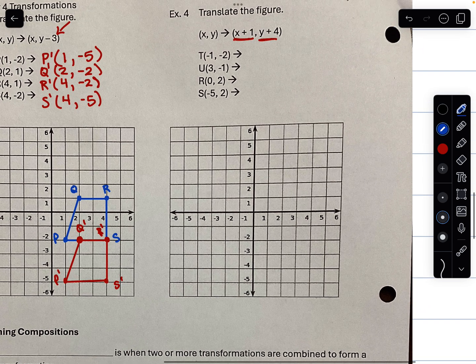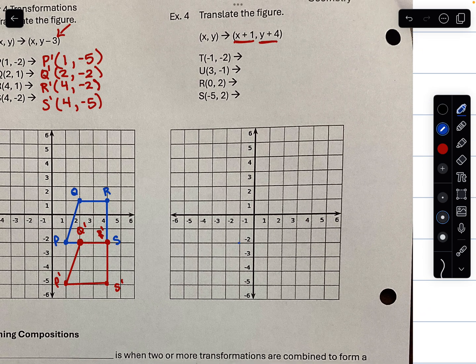Our pre-image. T is at -1, -2. U is at 3, -1. R is at 0, 2. And -5, 2 for S.